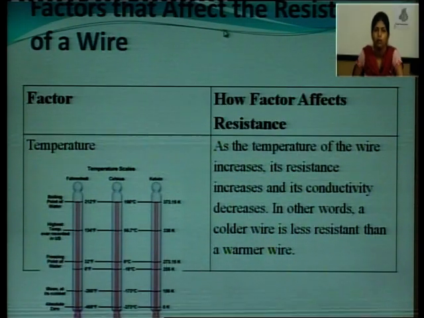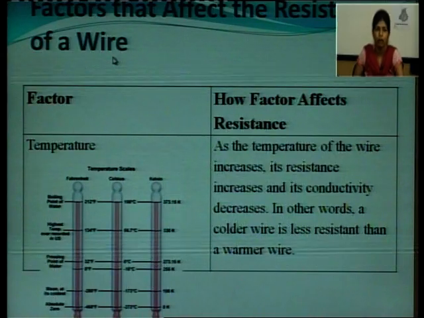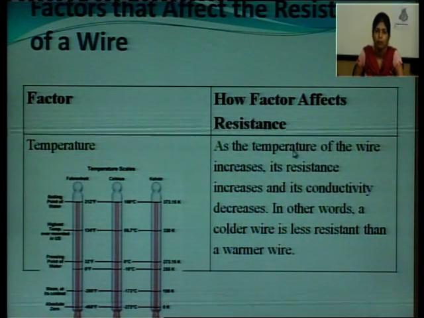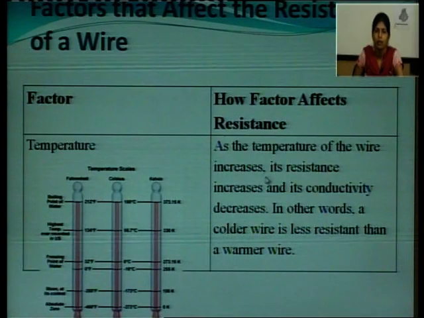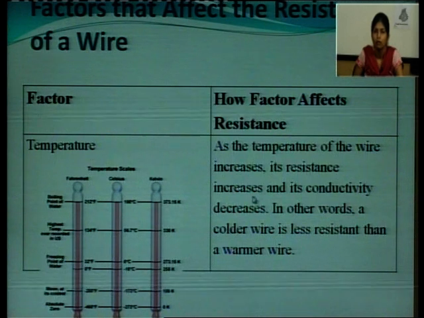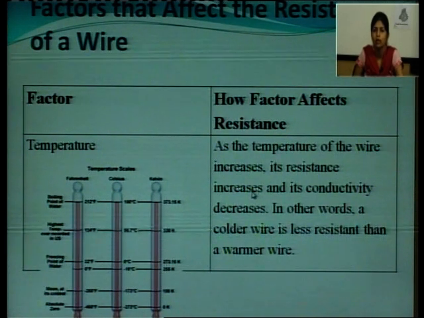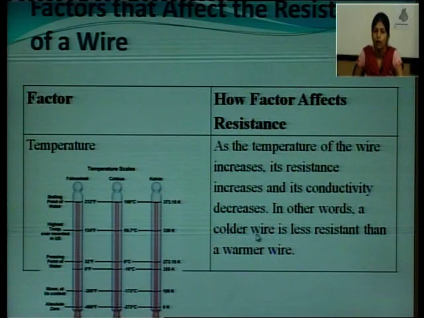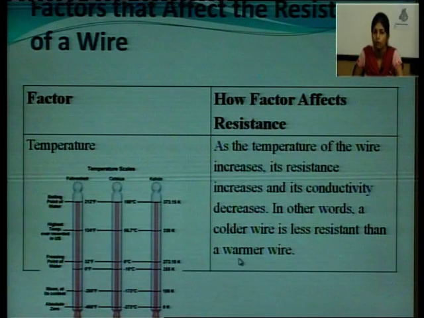The next factor which affects the resistance of the wire is the temperature. Now as the temperature of the wire increases, its resistance increases, meaning with the increase in the temperature, the conductivity of the material decreases. So in other words, a colder wire is less resistant than the warmer wire.